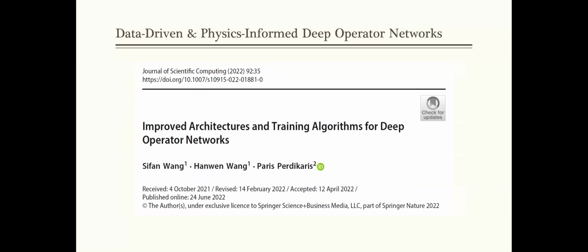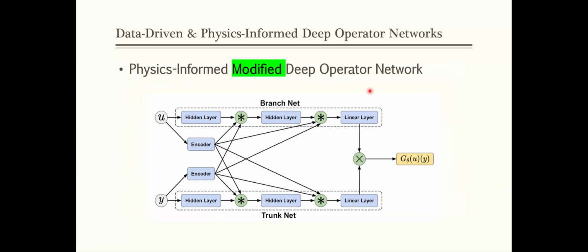Then, in the same year, 2021, an improved version called the modified DeepONet was proposed by Professor Paris and his collaborators. The modified DeepONet retains the vanilla DeepONet as a backbone, but it introduces two additional encoders, one encoder here and another encoder here. These encoders help to improve the interaction between the branch and trunk networks.